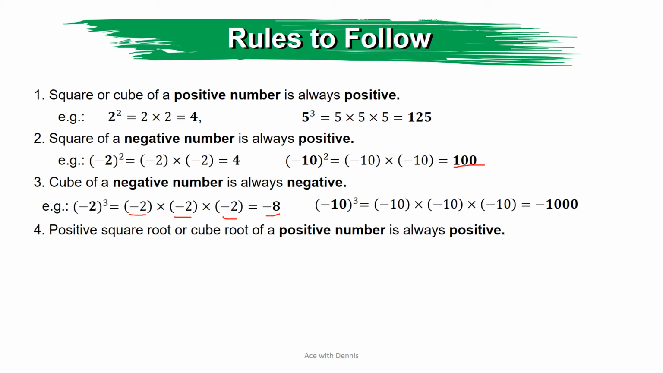4. Positive square root or cube root of a positive number is always positive. Here's an example. Square root of 4 equals 2. And cube root of 125 equals 5. Notice that square root and cube root is an inverse process of the squares. And rule number 4 and rule number 1, they are related to each other.